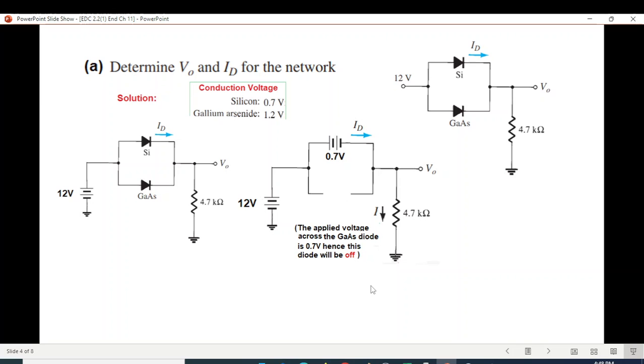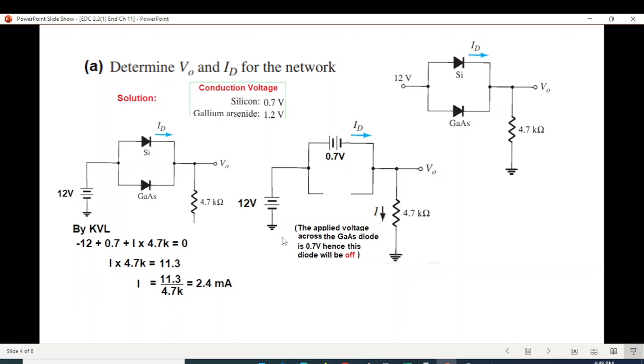Now this is the explanation. The applied voltage across the gallium arsenide diode is 0.7 volt because it is 0.7 here. Hence this diode will be off. Okay, now with this circuit we can calculate the current and voltage. You can calculate voltage first, then current, or current first, then voltage. Both ways it's okay. Let's see.